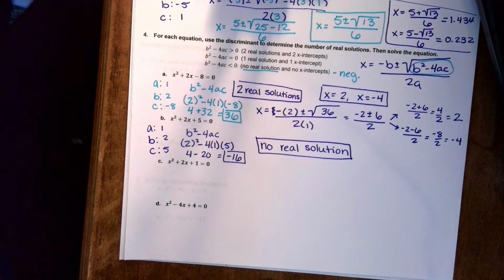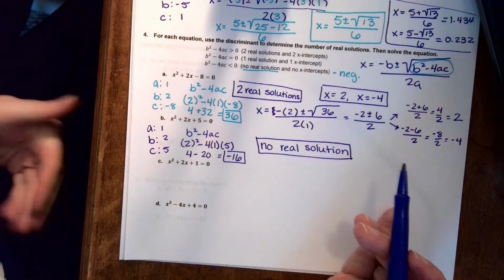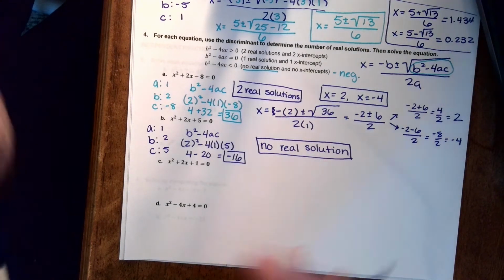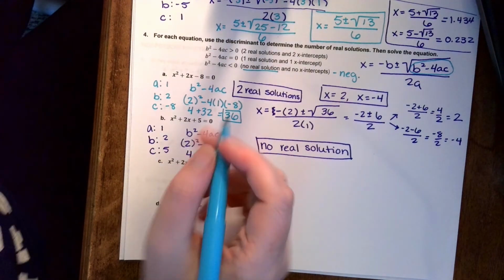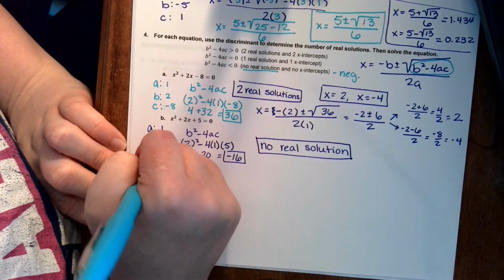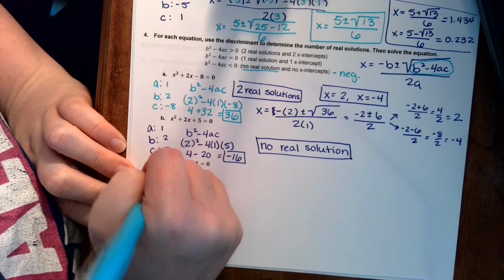Okay. So there's no point in continuing and solving because this is negative, so there's not going to be a solution. Alright, so let's go on to C.